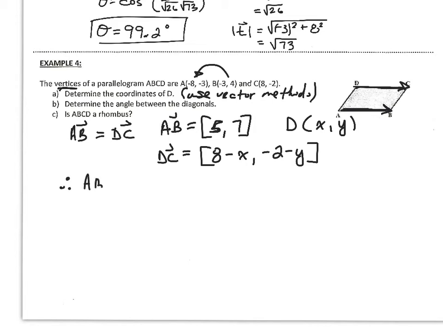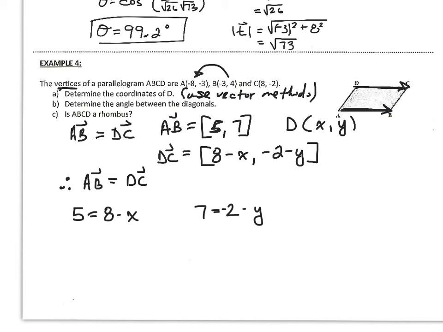Okay, so we know now that AB has to equal our DC. We know that each component part. So when I look at each component, I know my vertical has to equal this, my horizontal has to equal that. So we can set up our equations here, and we would get that 5 equals 8 minus x, and 7 has to equal negative 2 minus y.